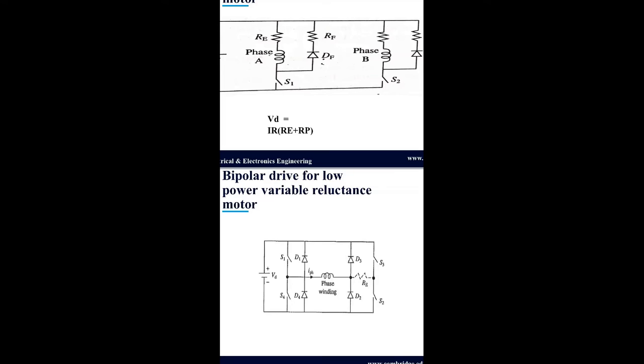The phase winding is energized with the positive current when S1 and S2 are turned on. The external resistance Re, which is represented here in the dotted line, reduces the electrical time constant, allowing rapid buildup of the phase current. Vd and Re are chosen to satisfy this equation, that is Vd is equal to IR into (Re plus Rp). The phase is de-energized by turning off S1 and S2. Winding current now flows through the path consisting of D3, source Vd, D4.